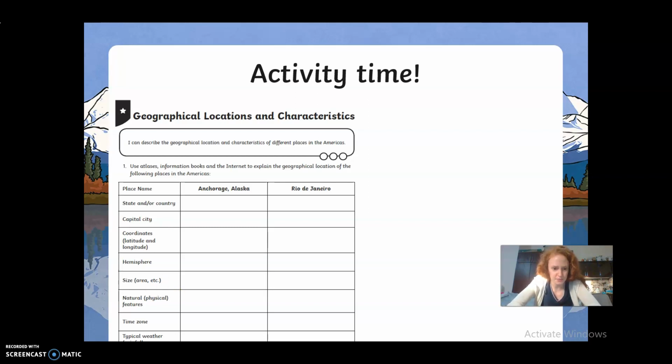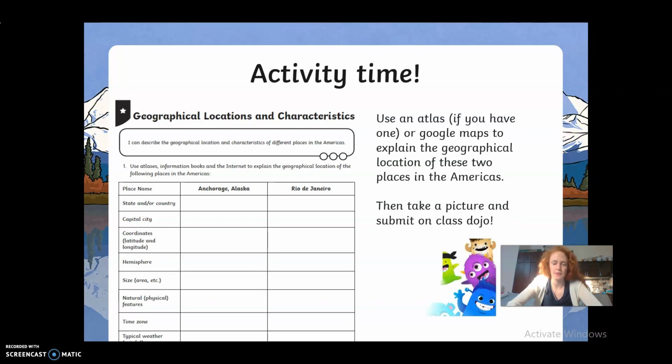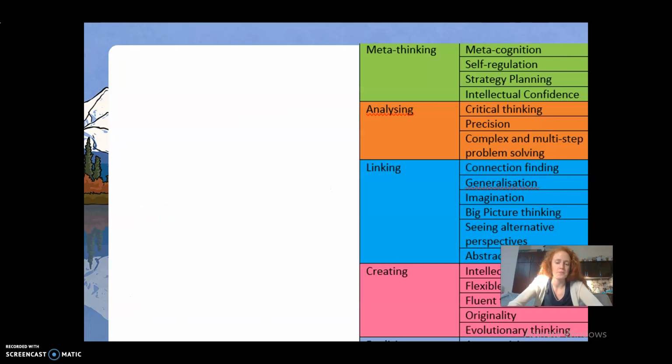Then there is a task number 2, which is on the bottom. You probably can't see it in this frame that I'm showing you. But it says, find and describe other places in the world that share similar physical features with each of your chosen locations in the Americas. Explain why this might be the case. So this is an extra bonus question for you. All right. Please take a picture of this, submit on ClassDojo.